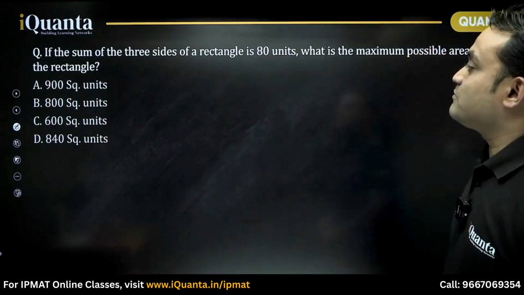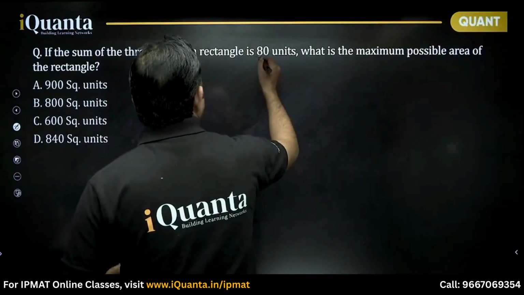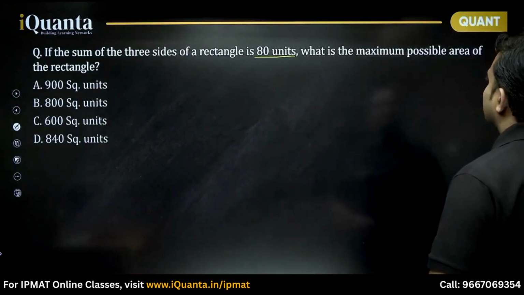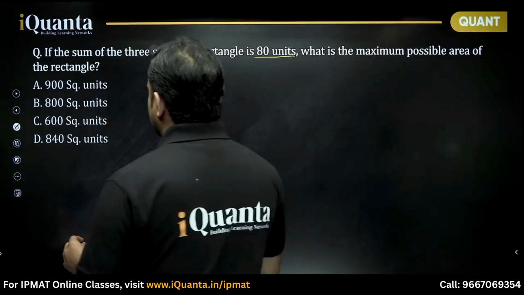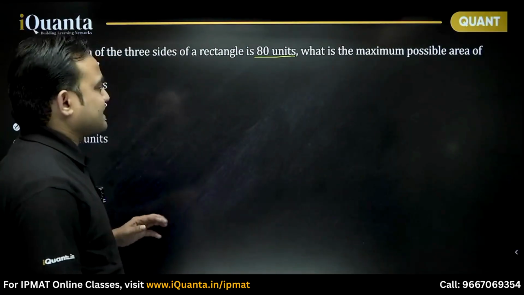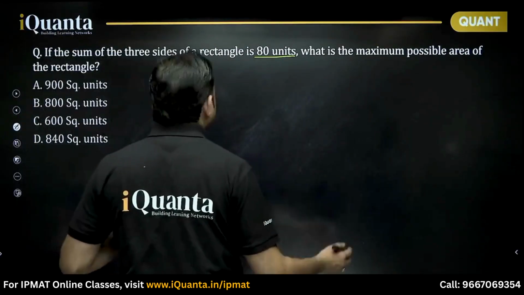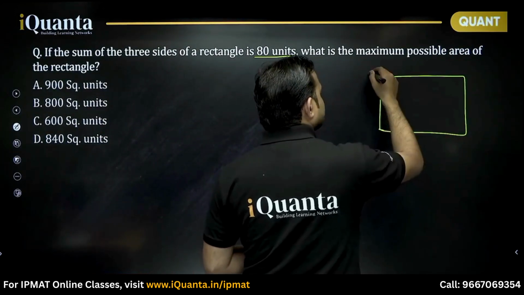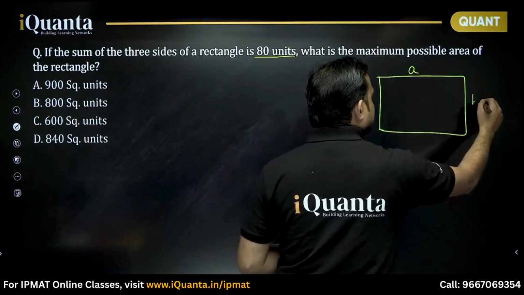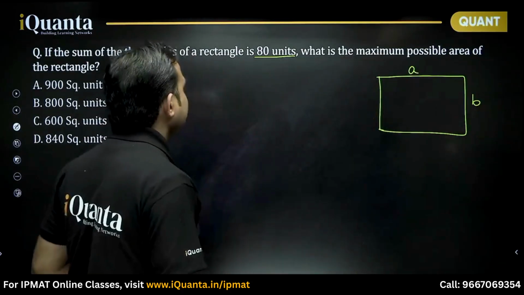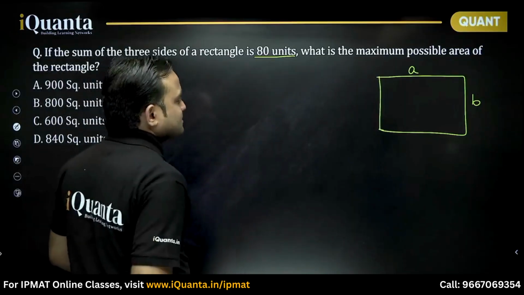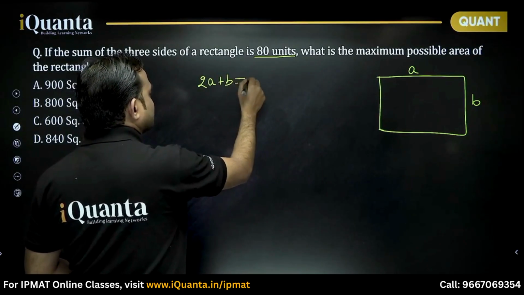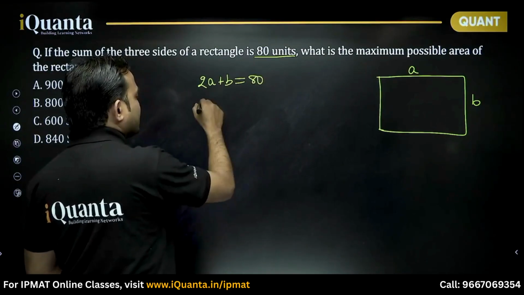It says the sum of the 3 sides of a rectangle is 80 units. What is the maximum possible area of the rectangle? So we have a rectangle, something like this, and this side length is A, this side length is B. What we can say is that the sum of 3 sides, 2A plus B, is equal to 80. What will be the area?